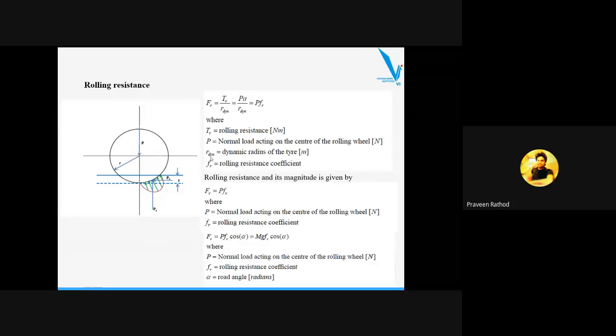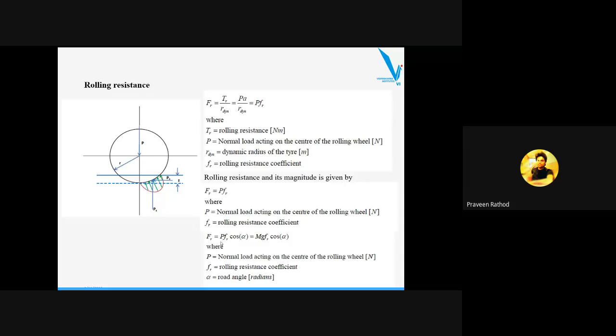So here the rolling resistance magnitude is given by F into PR. The rolling resistance moment can be replaced by an equivalent horizontal force acting on the center of the wheel, in the direction opposite to the movement of the wheel. That is the equivalent force, called the rolling resistance, and its magnitude is given by F equals P into FR. Here P is the normal load as usual, and FR is the rolling resistance coefficient. Rolling resistance can be written as TR equals rolling resistance coefficient into load. We can write it like that, with the normal acting load as well as the rolling resistance coefficient.